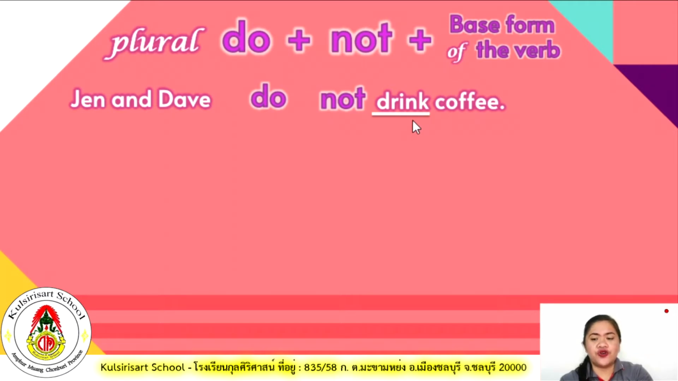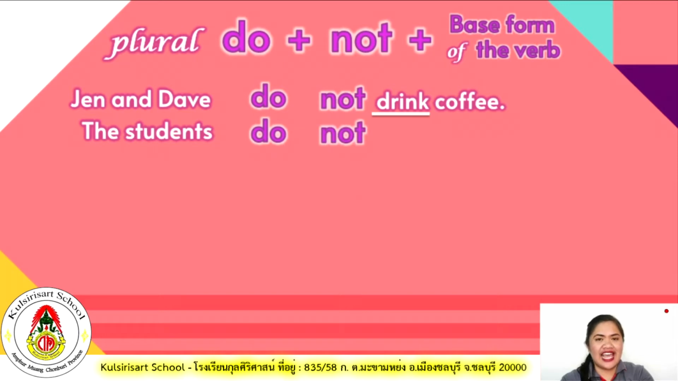Okay, and we should not use the past form of the word drink, because it says here base form, and the base form of the word drink is drink. Okay, we have now the other example, the students. Again, the students. Class, it has S here, so it is plural. That's why we are going to use the helping verb do plus not, and then the simple or the base form of the verb, and then the continuation.